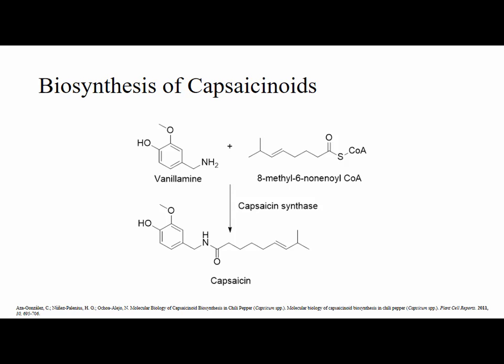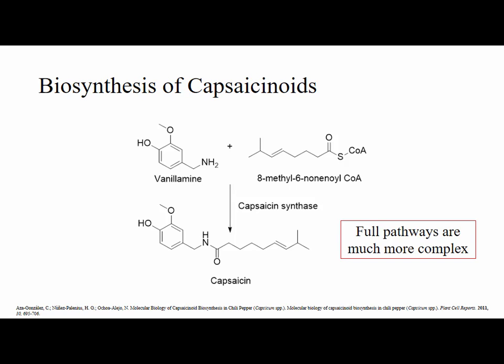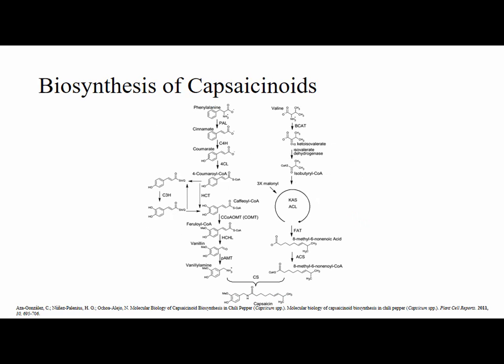All right, so here we have our two main structures that come together, our vanillylamine and our 8-methyl-6-nonenoyl-CoA, and they come together in a capsaicin synthase to create our capsaicin structure. Now, as much as I'd like it to be that simple, the full pathways are actually much more complex. This is what they look like.